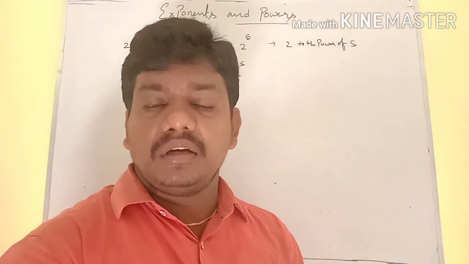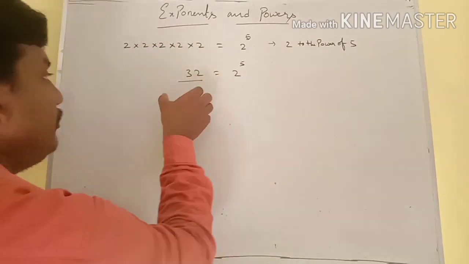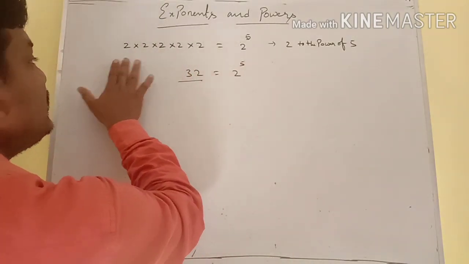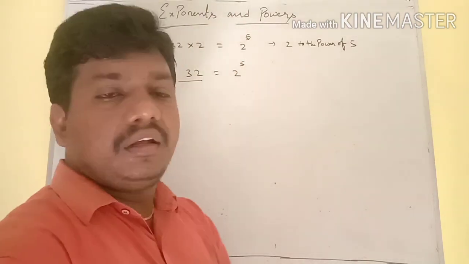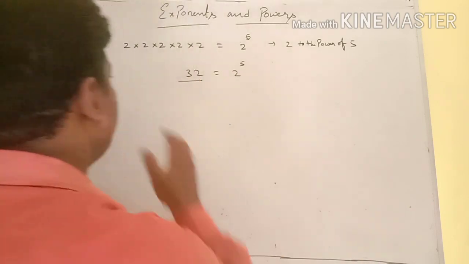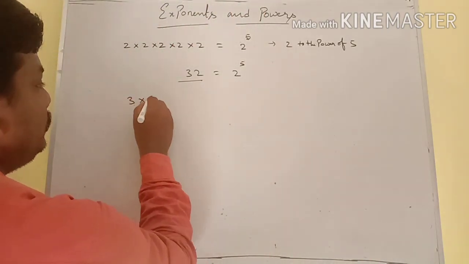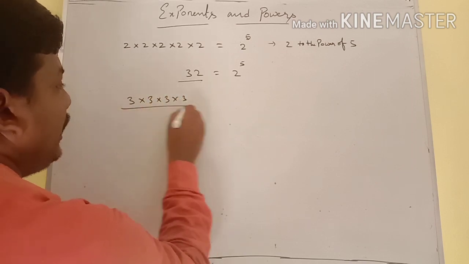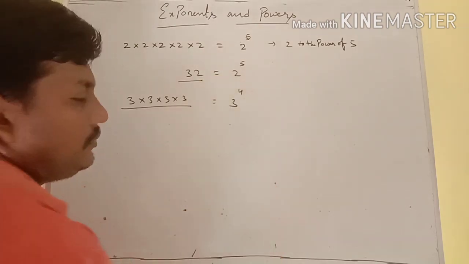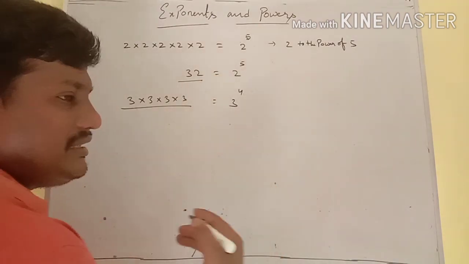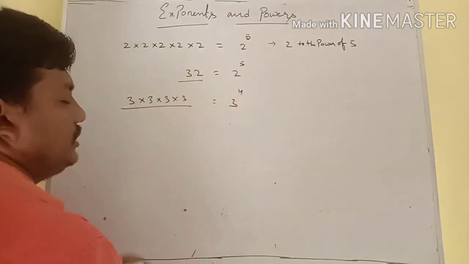That means any number can be represented in exponential form. The number can be split into its equal factors, that is, equal factorization. That is 2 into 2 into 2 into 2 into 2. In the same way, 3 into 3 into 3 into 3: 3 is repeatedly multiplied 4 times, so this can be written as 3 power 4. If a number is repeatedly multiplied, that expression is the exponential form.